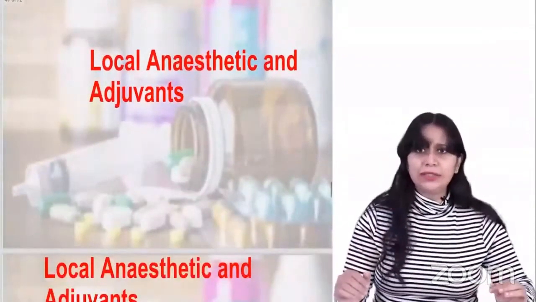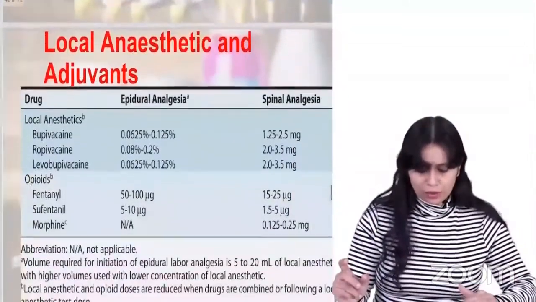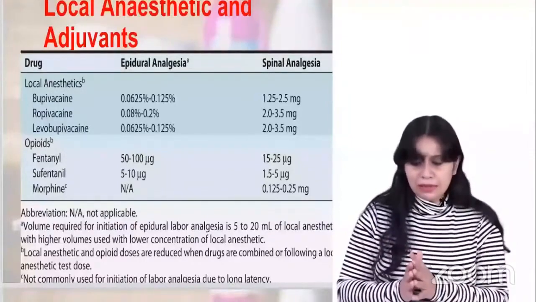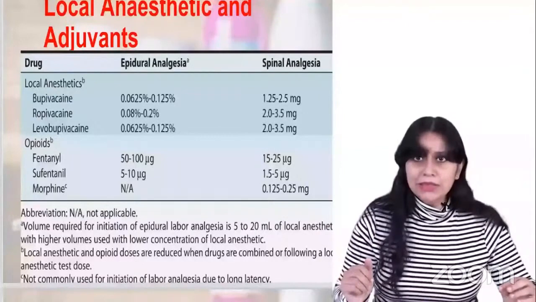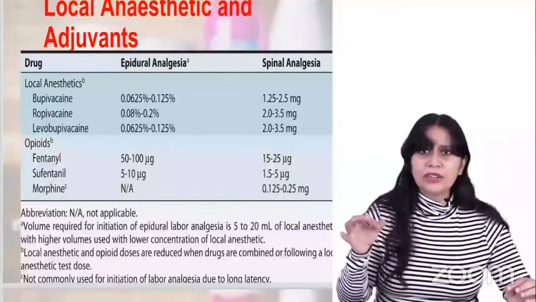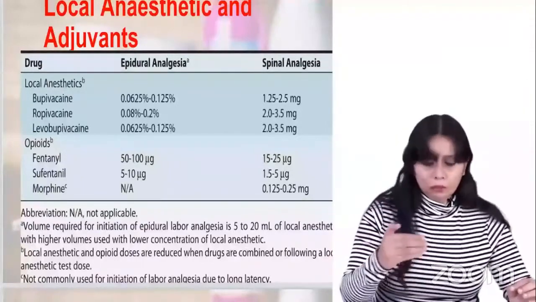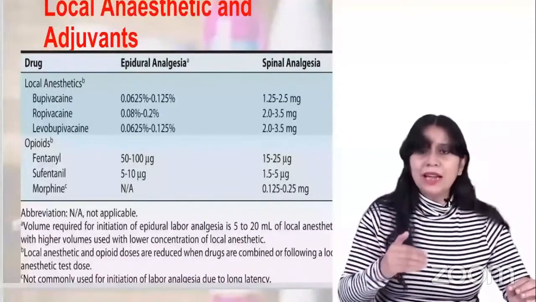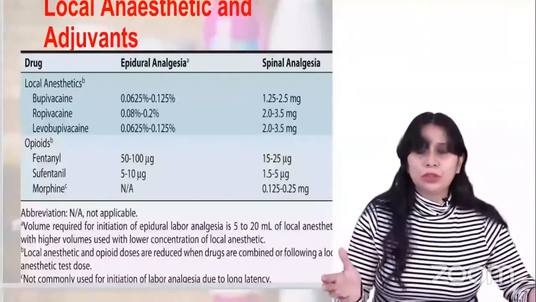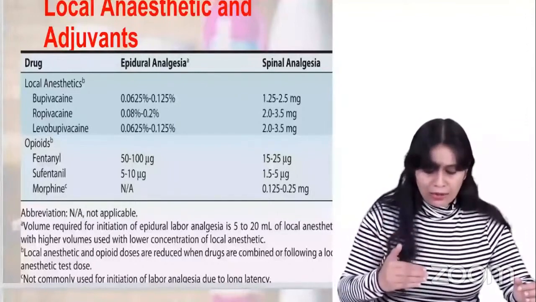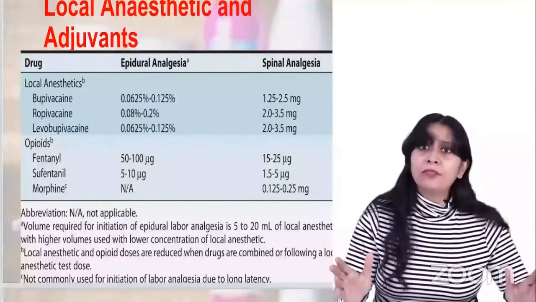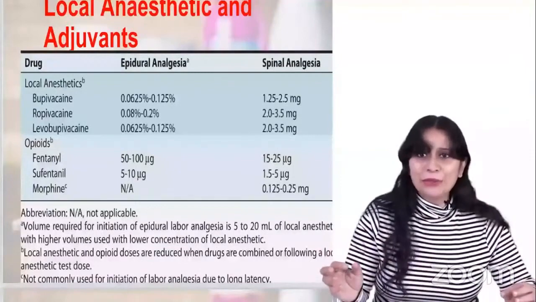Now, what are the drugs we can use? Three important local anesthetics are used: bupivacaine, ropivacaine, and levobupivacaine. For epidural analgesia and for spinal, these are the concentrations which are recommended. For epidural, we need to give as low a concentration as possible, and this has only been made possible with an adjuvant of opioids. Opioids added is always recommended because it will decrease the concentration of the local anesthetic and it will prevent any motor blockade. So always remember to add opioids with your local anesthetic for labor analgesia. This will decrease the requirement and the concentration of the local anesthetic, and it will make the walking epidural possible.